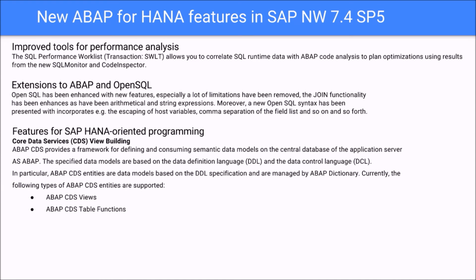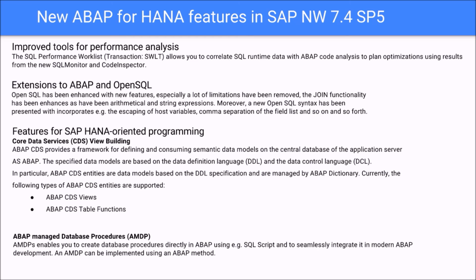Features for SAP HANA-oriented programming. We now have the Core Data Services CDS view building. ABAP CDS provides a framework for defining and consuming semantic data models on the central database of the application server. The specified data models are based on the Data Definition Language, or DDL, and the Data Control Language, or DCL. In particular, ABAP CDS entities are data models based on the DDL. The specifications are managed by the ABAP dictionary. Currently, the following types of ABAP CDS entities are supported: ABAP CDS views and ABAP CDS table functions.